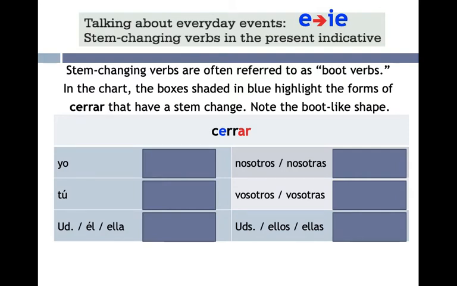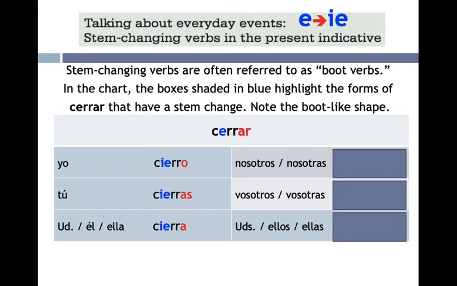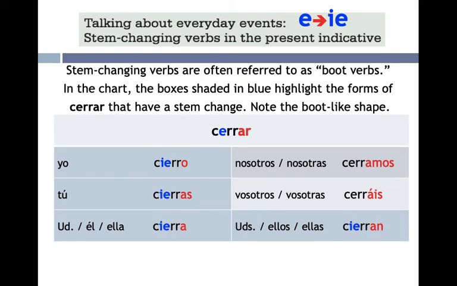Repita, por favor. Yo cierro. Tú cierras. Él cierra. Ella cierra. Usted cierra. Nosotros cerramos. Nosotras cerramos. Vosotros cerráis. Vosotras cerráis. Ellos cierran. Ellas cierran. Ustedes cierran.